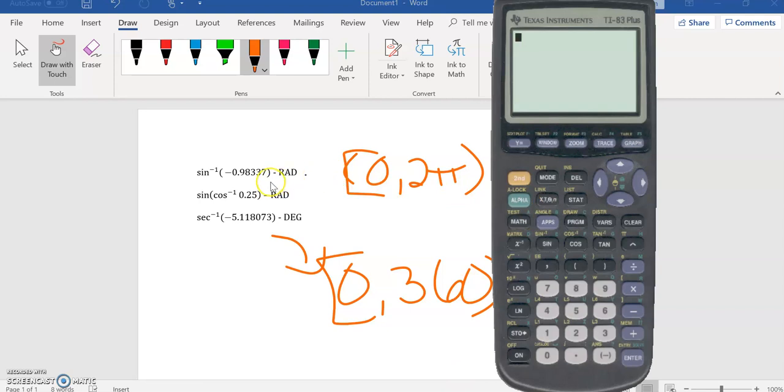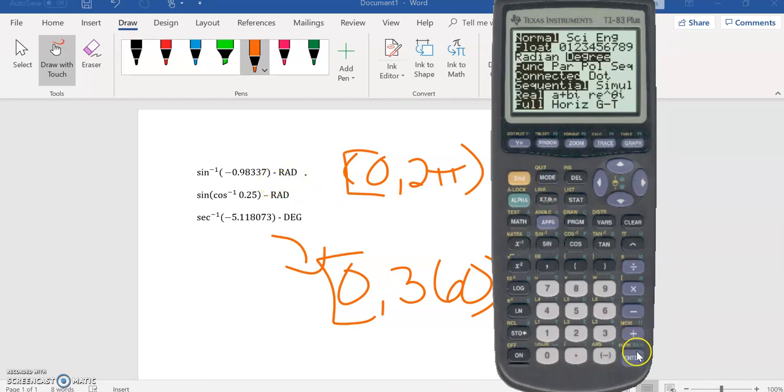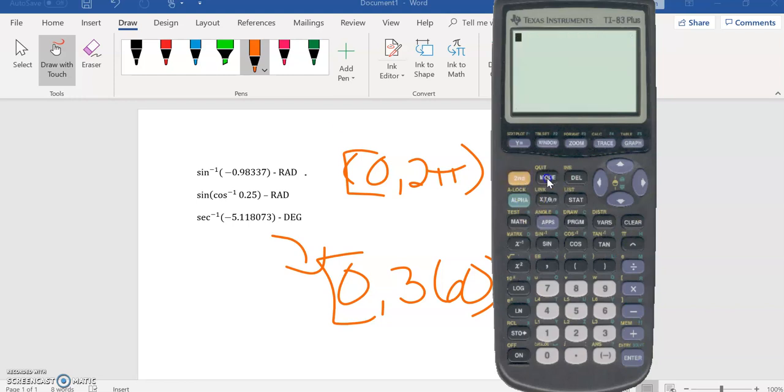Now this one's in radians, so first make sure you're in radians. I'm not, so I'm going to switch back to radians. Then I'm going to hit second sine, which gives me the arc sine, and then I'm going to put in whatever value they have, 0.98337. And so my answer is negative 1.388 radians. This would be my answer.